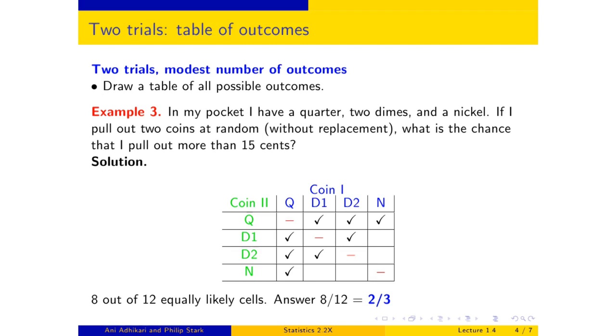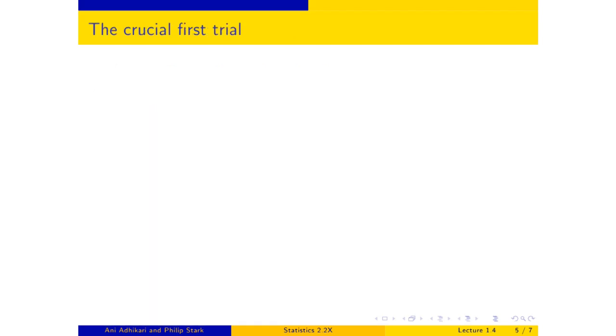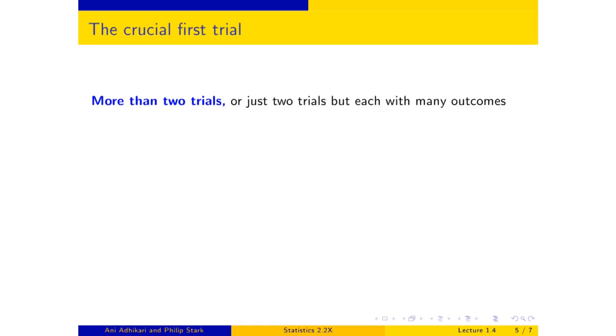So what next? More than 2 trials. Yeah. And that's where things get interesting. And I am going to look not just at more than 2 trials, but also at 2 trials which have so many outcomes that you are unwilling to draw the table. So with more than 2 trials, I can't draw a table because there are too many dimensions. And with 2 trials with lots of outcomes, I won't draw a table because I'm lazy.